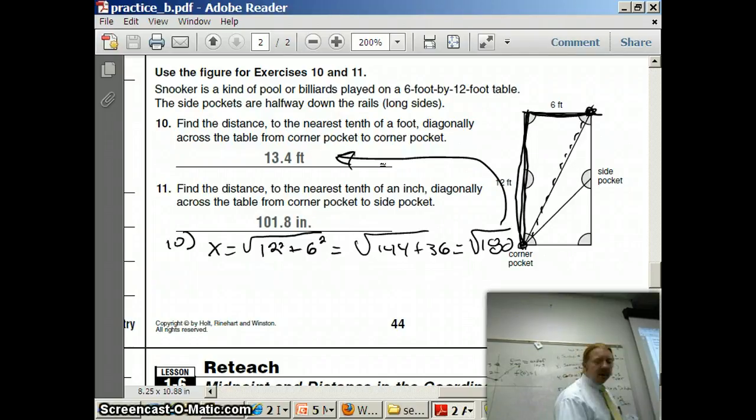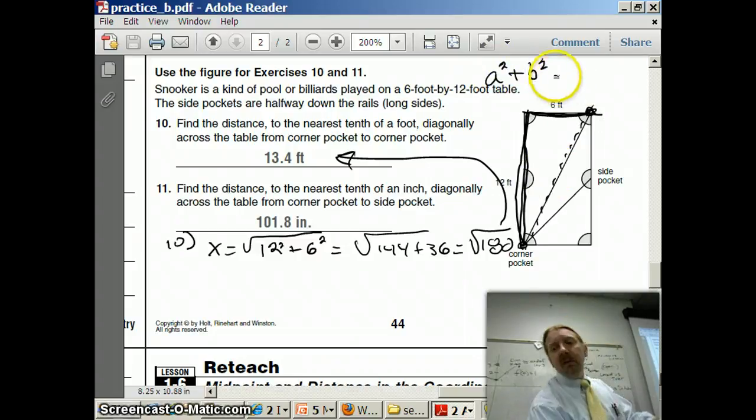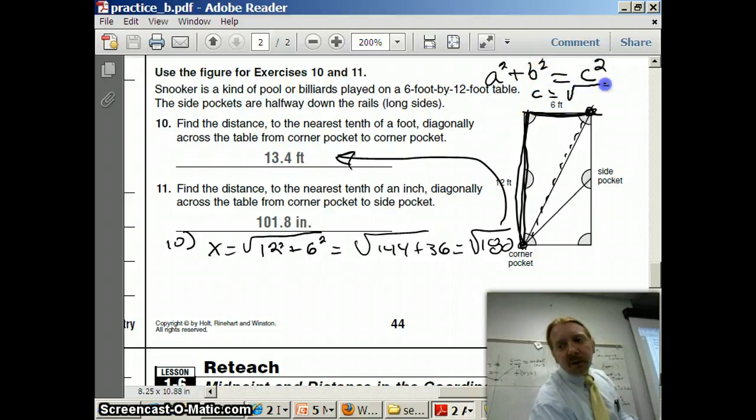You square the leg, so you square the 12, square the 6, because they're the two sides of the right triangle. Take the square root to get this, because remember the Pythagorean theorem: a squared plus b squared, the two legs, are going to equal the hypotenuse squared. Or you could say the hypotenuse is the square root of that. And we talked about that guy a few times already.